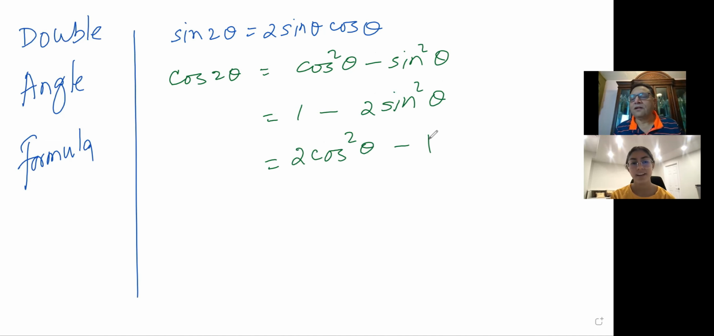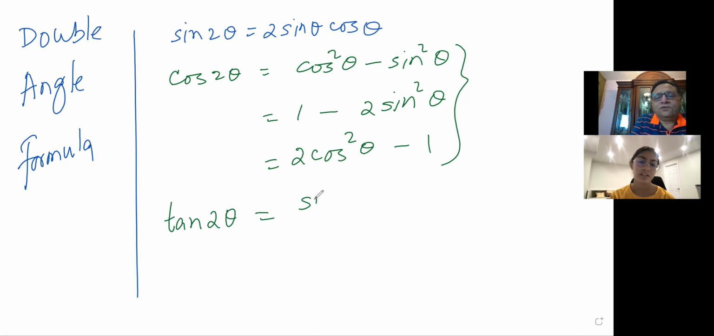Now, you're asking me why we did all the three formulae and what is the use of all this? I'll show you the use of all this in a sec. We can get tan 2 theta also. Tan 2 theta will be sine 2 theta over cos 2 theta, right? So the ratio of these two, correct? So we could actually derive a formula for tan 2 theta also from here.